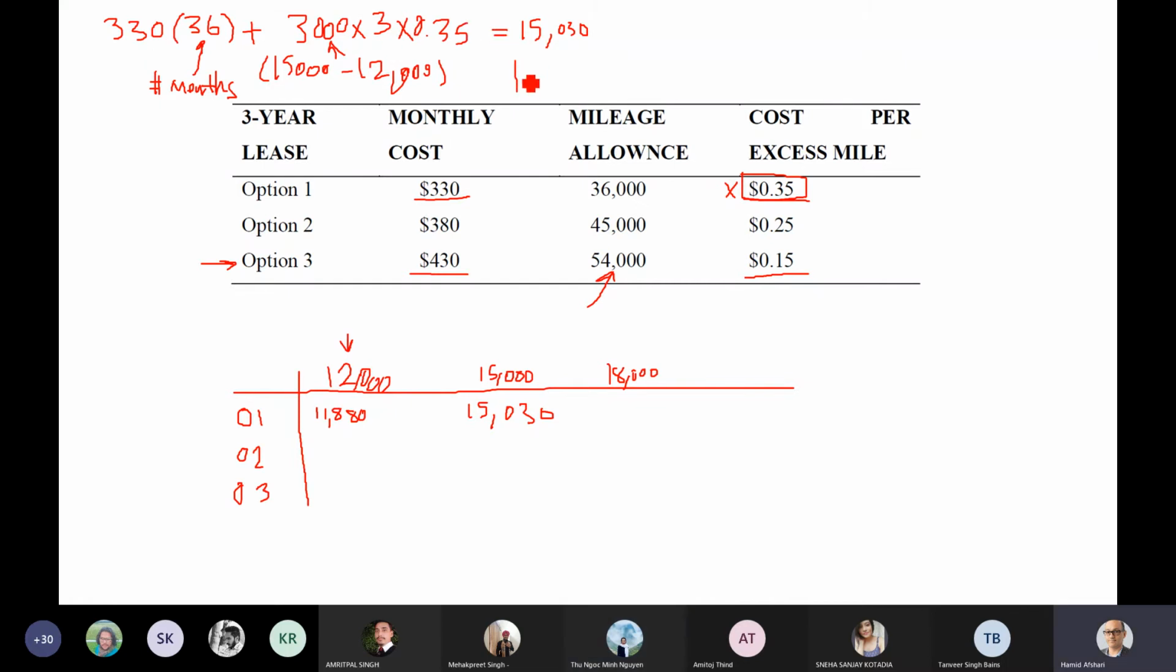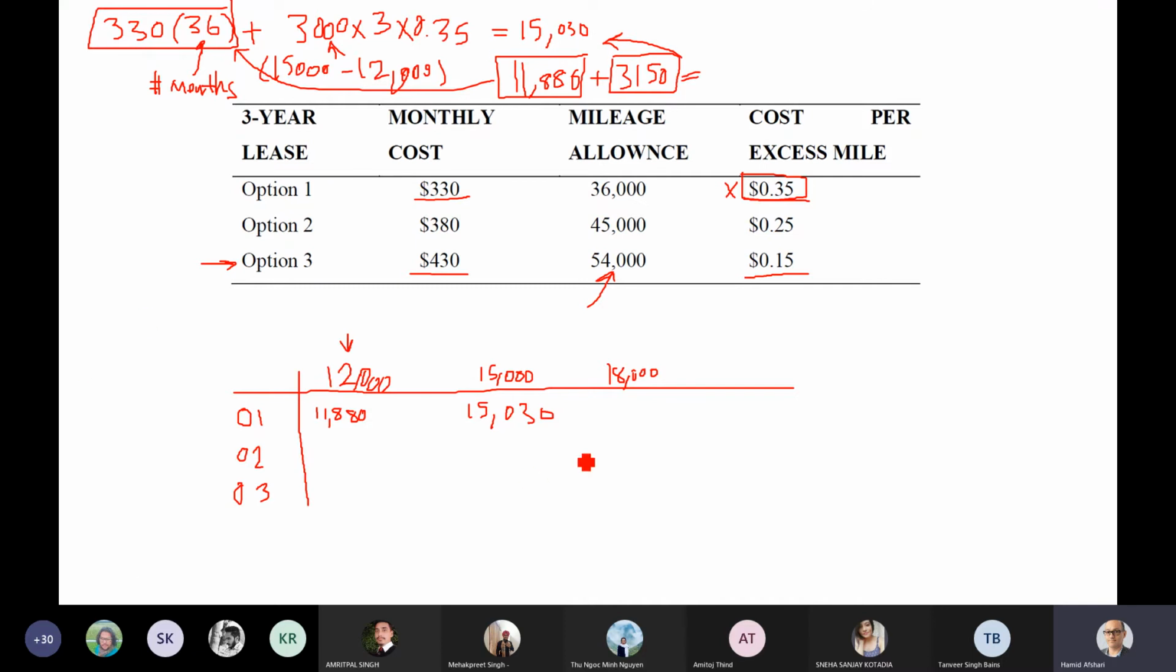So the fixed part of that is 11,880, and the variable part of that is 3,150. Is it right, everyone? So if we add them together, it will be this number. So there is a variable cost and a fixed cost. We still need to pay the fixed cost for 36 months, and a variable cost of 3,150.